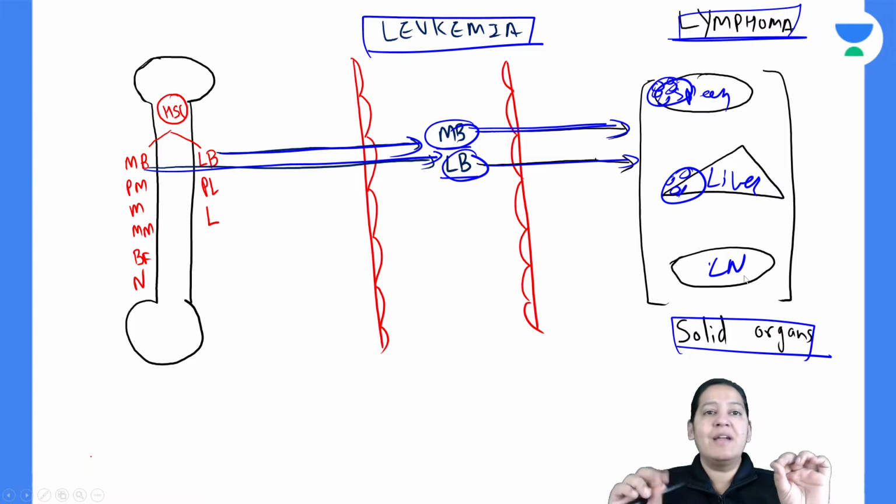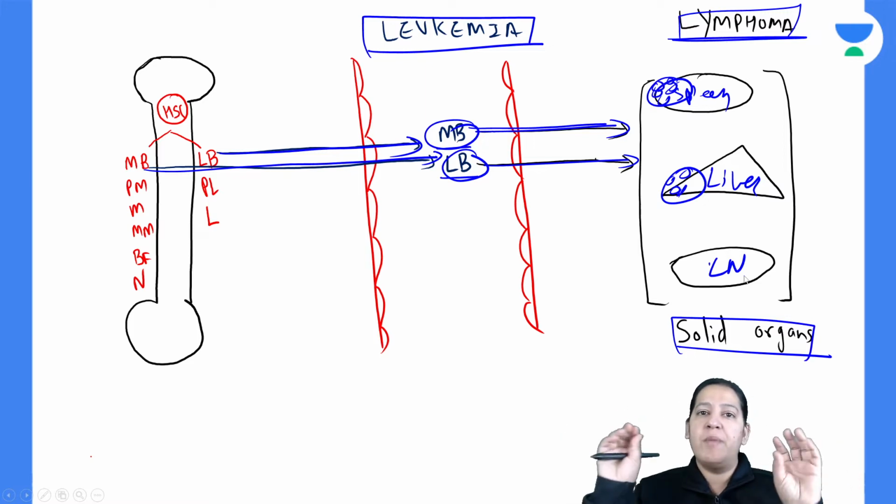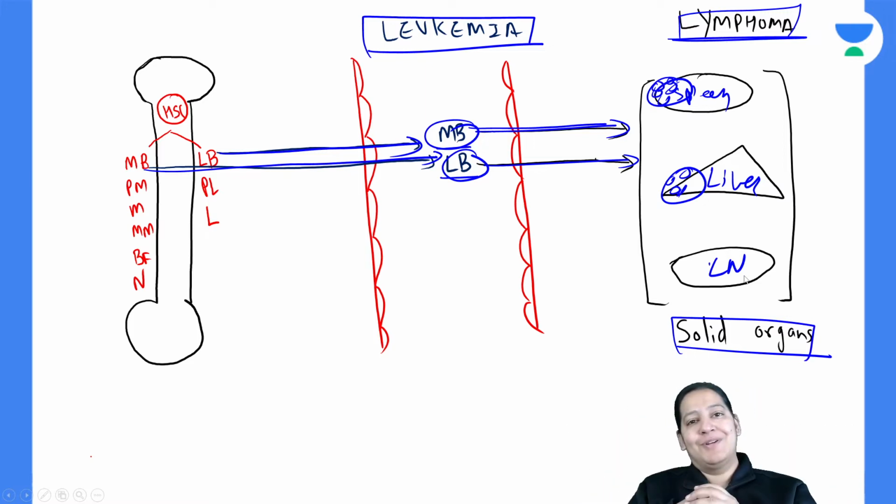If you understand it, now I will show you the images of leukemias and lymphoma. It will be a cakewalk for you. You already know the concept.